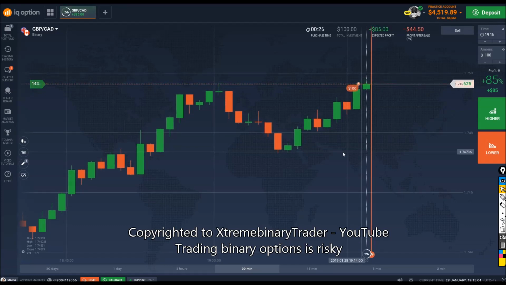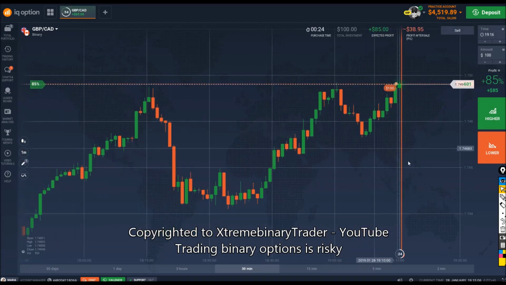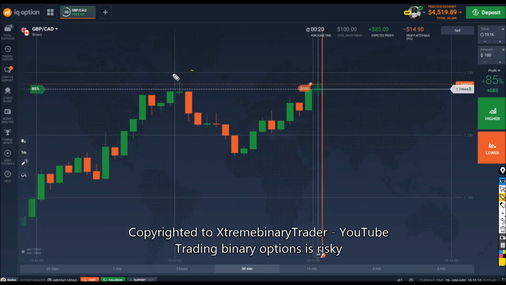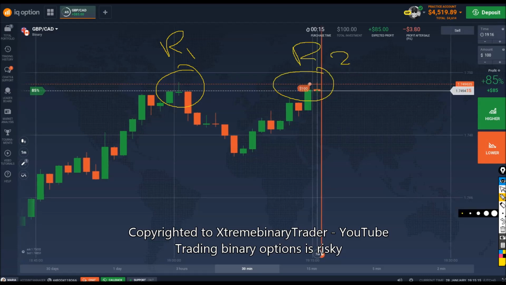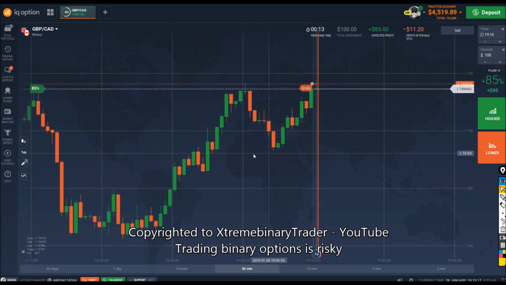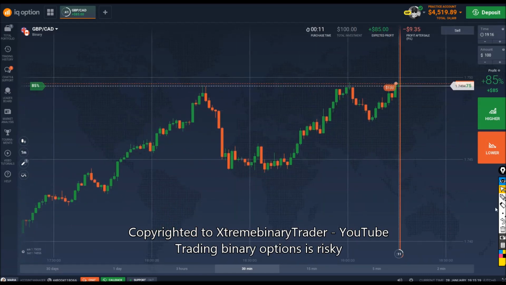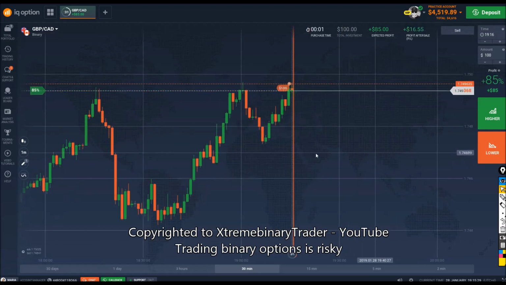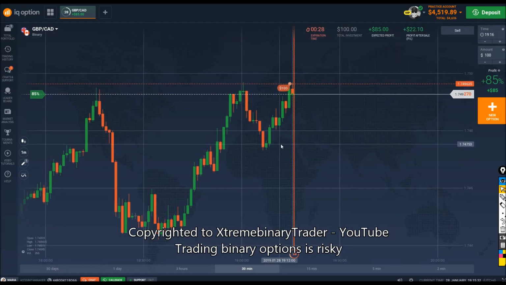Now, what I did here is actually I rushed because I was explaining to you. I thought I saw resistance number one, and I'm entering on resistance number two, but actually after zooming out because I was explaining to you guys, this is resistance number one and that is two, and now I am on resistance number three. So there is a chance I will fail this trade, but that is, yeah, that's good.